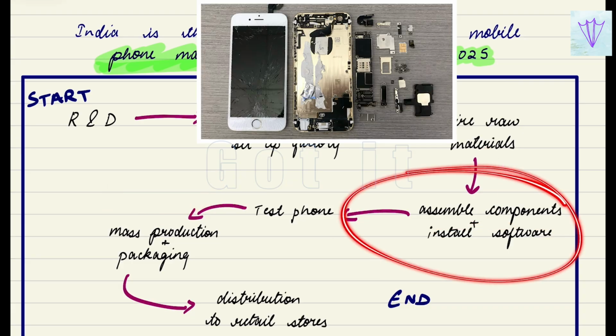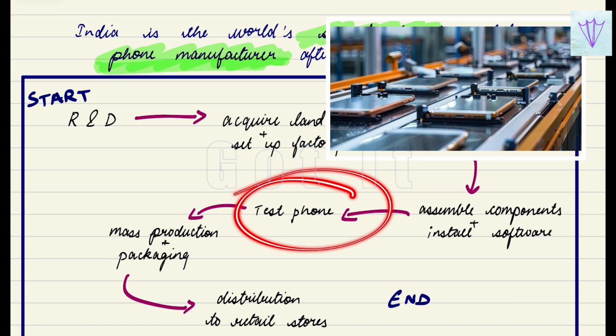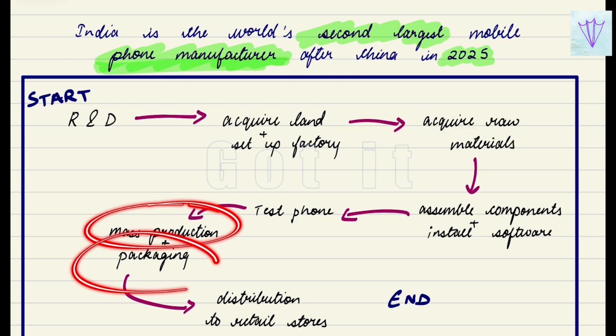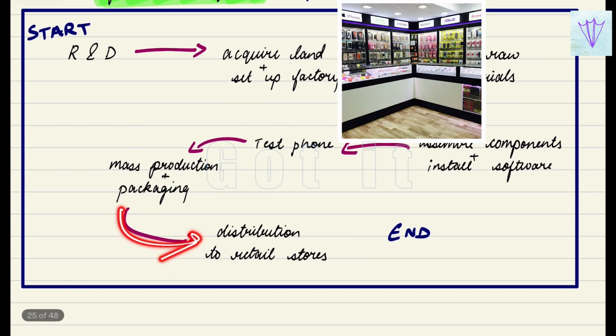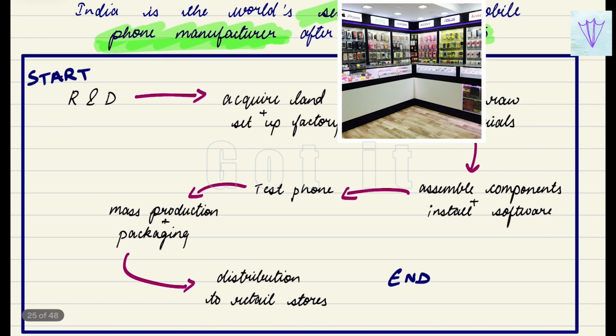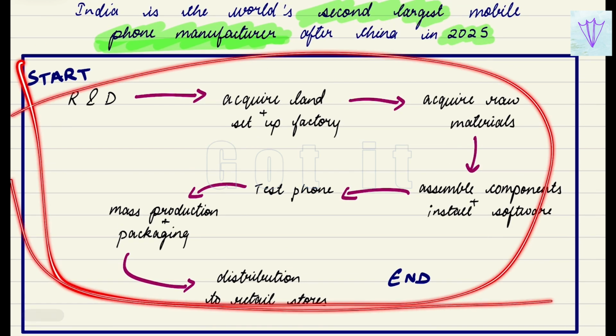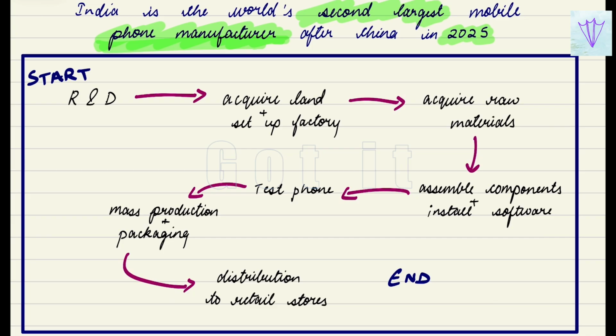Then, once the whole thing is assembled, you first have to check whether everything is working well or not. Then you go for mass production and packaging of the product, and you supply it to the retail stores. These are all the steps which require a proper supply chain, and all the factors of production are involved in this.